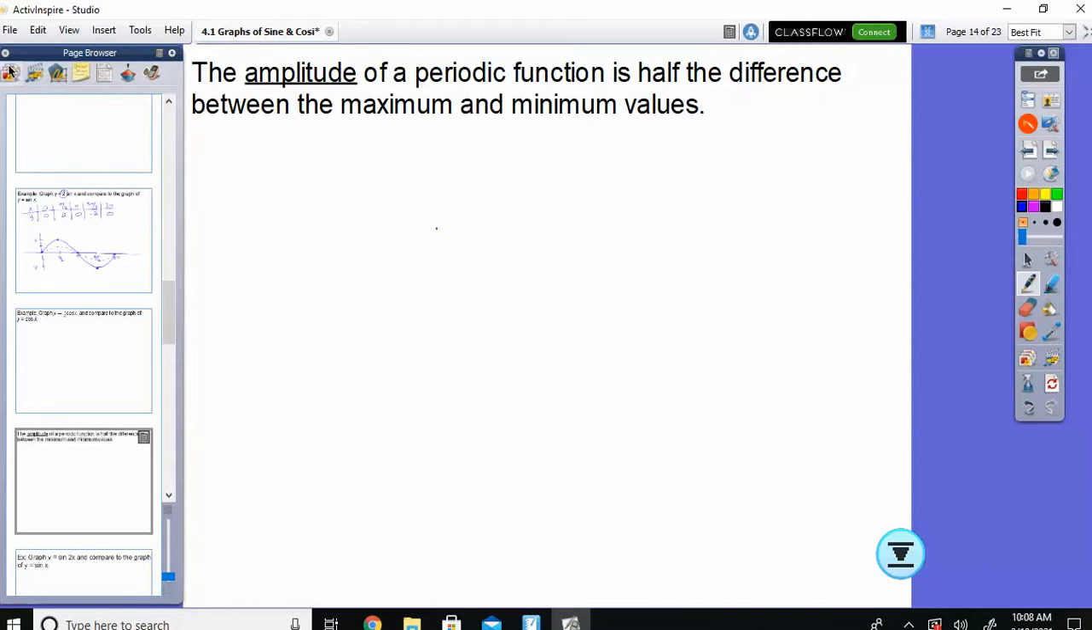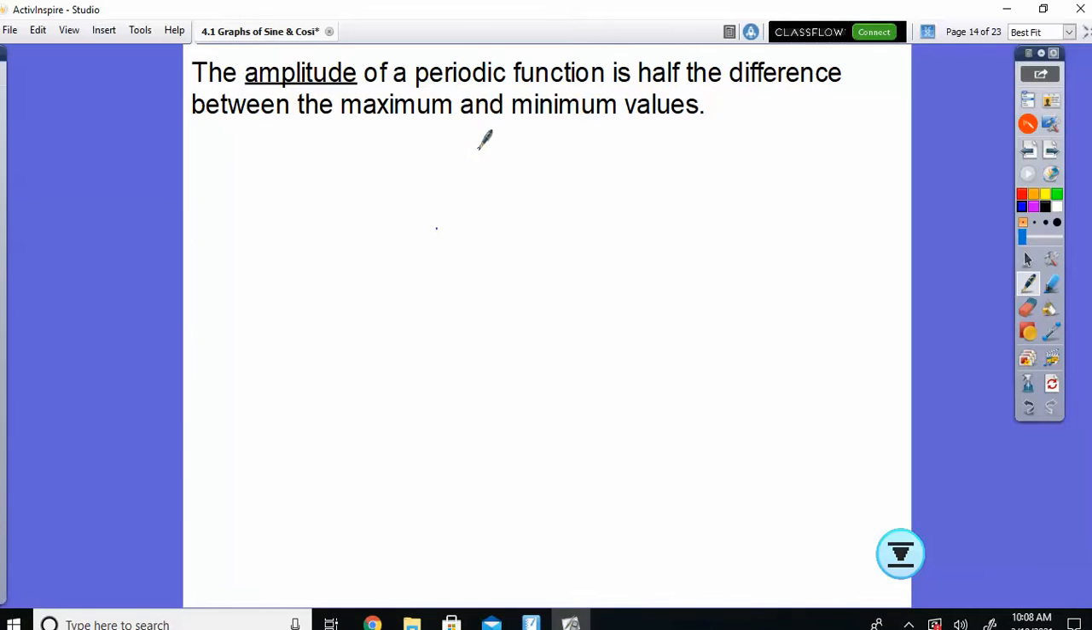So the true definition of amplitude is half the difference between the maximum and minimum values, because sometimes we'll shift our graphs up and down. For our purposes right now, when we think about the amplitude, we can really think we're talking about the height of the graph. And that is found by the number out in front of our trig function.